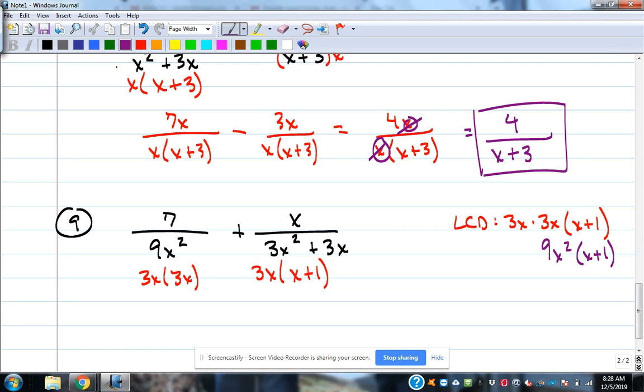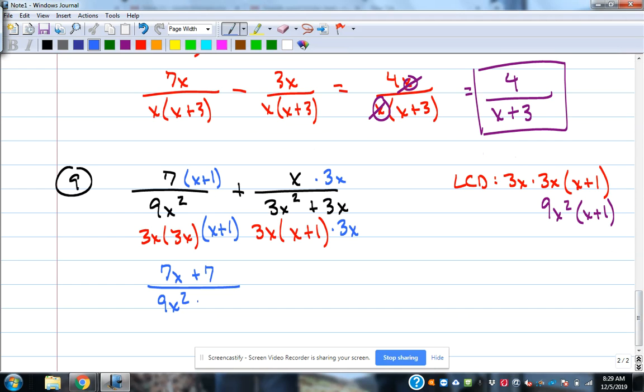So this first fraction, what do we need to add to the denominator or multiply? The x plus 1. And then what do I need to put on the denominator for the second fraction? Another 3x. That's going to give me 7x plus 7 over 9x squared, x plus 1, then plus 3x squared.